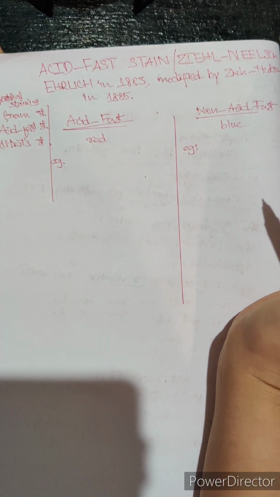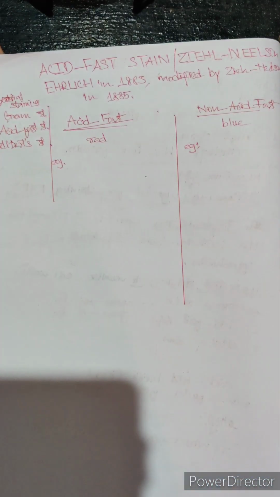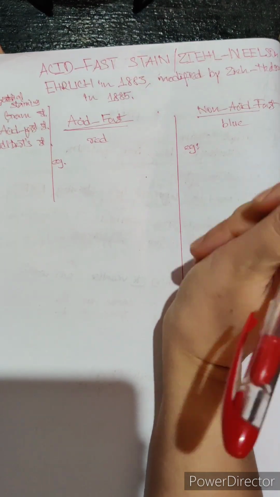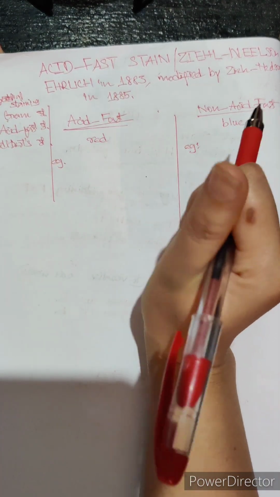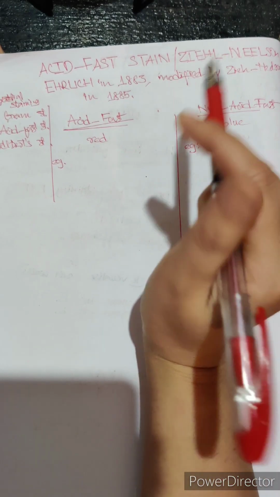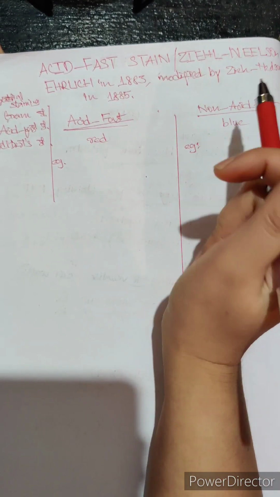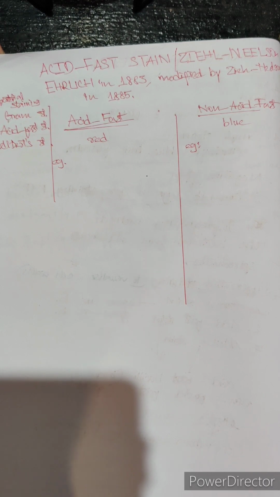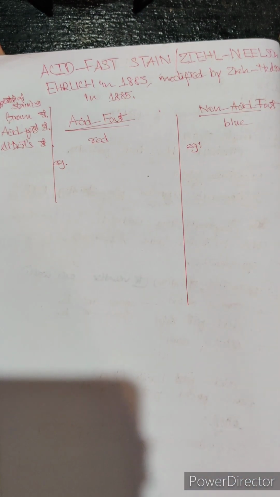So what are the acid fast organisms? Acid fast organisms are mainly mycobacteria, which cause TB, such as pulmonary TB and extrapulmonary TB. Extrapulmonary TB could be cervical TB, spinal TB, meningeal TB, etc. The causative organisms of these are what we call acid fast organisms.